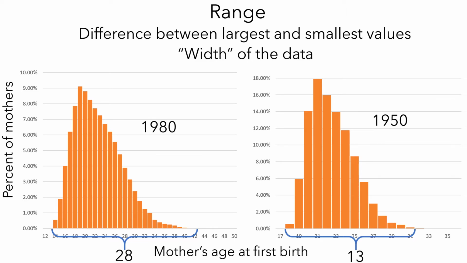However, we have to be careful about the range. If there were a few people in 1980 who had their first child at age 50, then the range would increase to 36. So the range is easily affected by outliers.